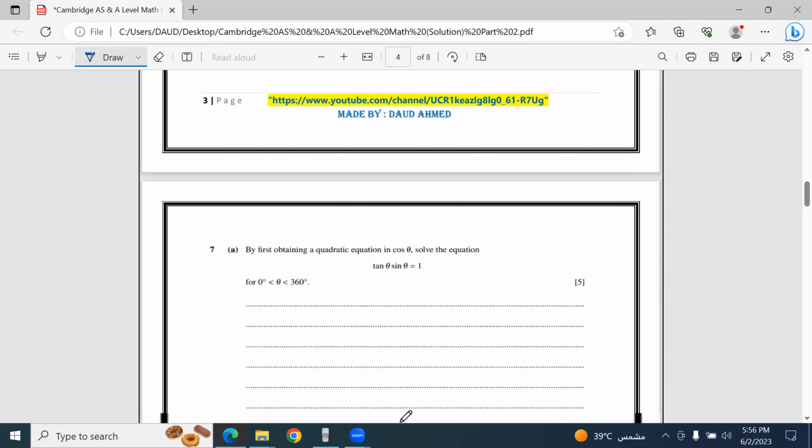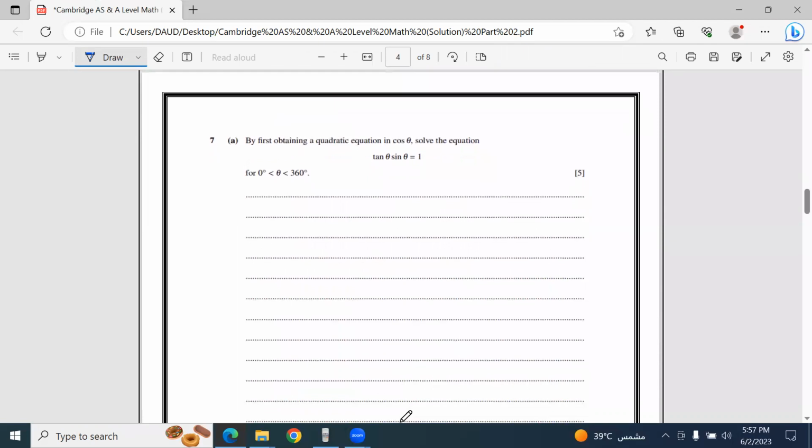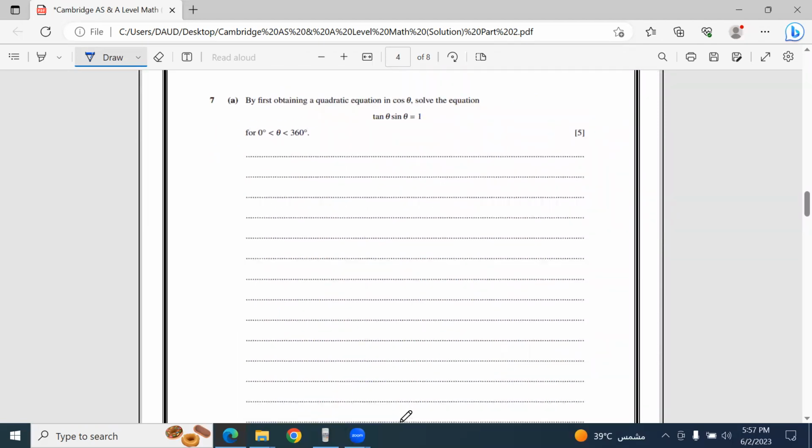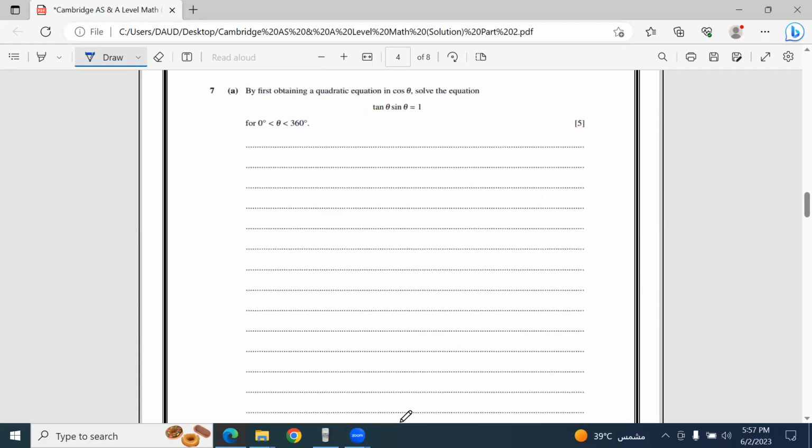Question 7: by first obtaining a quadratic equation in cos theta, solve the equation from 0 to 360. So we will see. We know tan theta equals what? Tan theta equals sine theta over cos theta. That will help us. I will replace here.